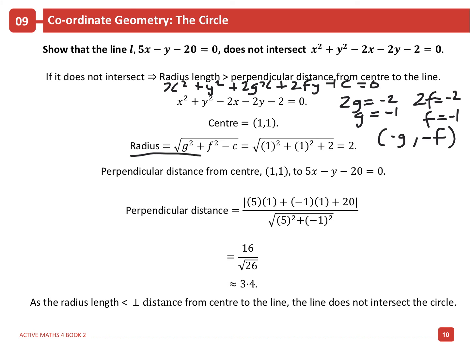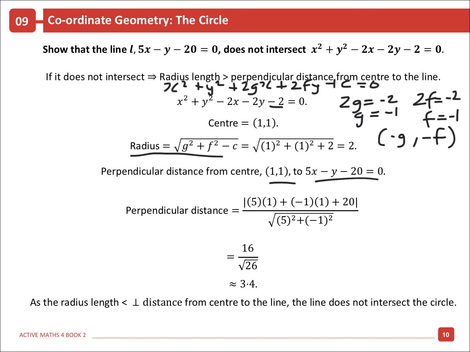And then using my radius here, I am substituting that in. I know c is equal to minus 2, so then minus c gives me a plus 2. So I have 1 squared plus 1 squared plus 2 is going to be 4, and root 4 is 2. Same for the perpendicular distance from the center, 1, 1, to this line.